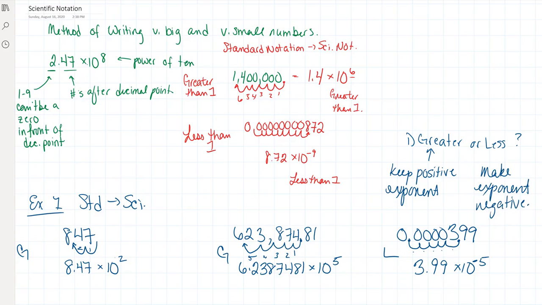So with some of these, we'll just have to think about greater than, less than 1, count the number of places I move the decimal to leave one non-zero digit in, and then I determine whether my exponent's positive or negative by going greater than or less than 1. So now let's take a look at some examples about how to go backwards with this idea.